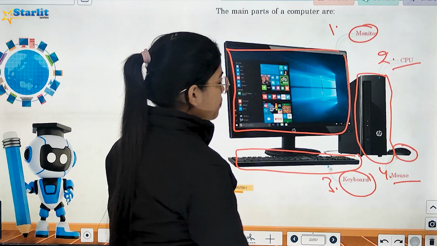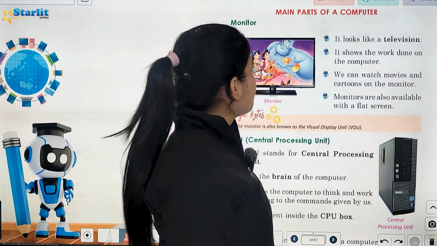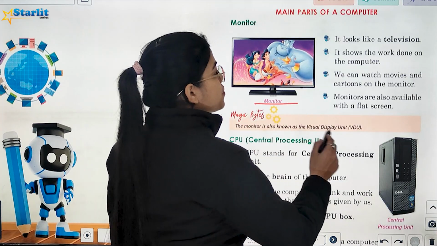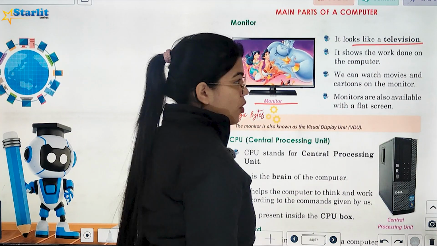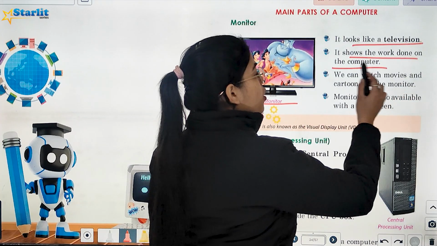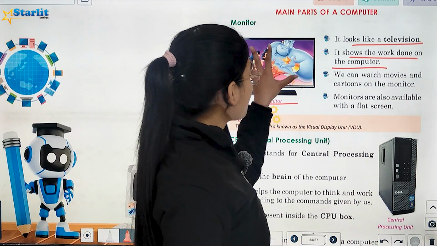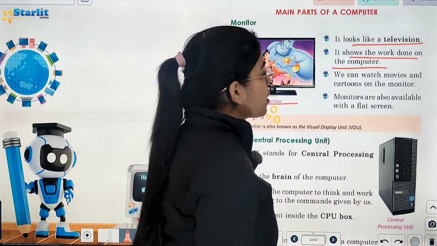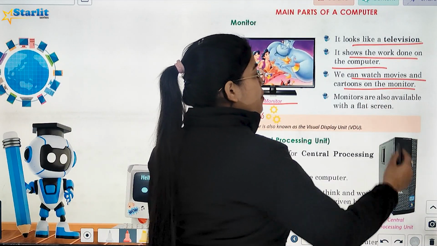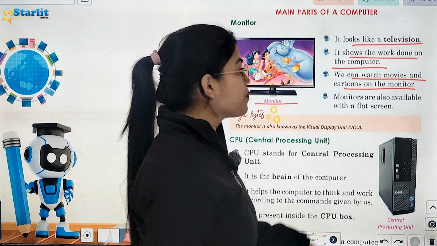Alright, chalo. So now let's learn about all of these main parts one by one. And the very first we know that is monitor. It looks like a television. Monitor एक television screen की तरह दिखता है. It shows the work done on the computer. जो भी work आप computer पे कर रहे हैं वो सारा इसी screen पर आपको show होगा, दिखेगा. Then we can watch movies and cartoons on the monitor. इस monitor screen पर आप movies देख सकते हैं, cartoons देख सकते हैं.